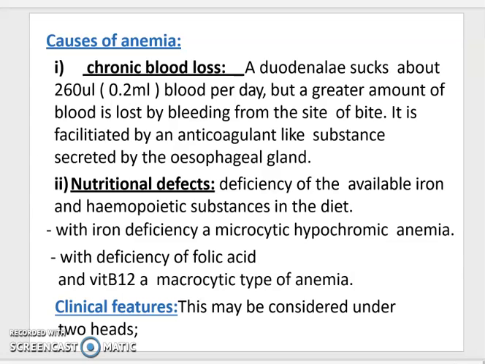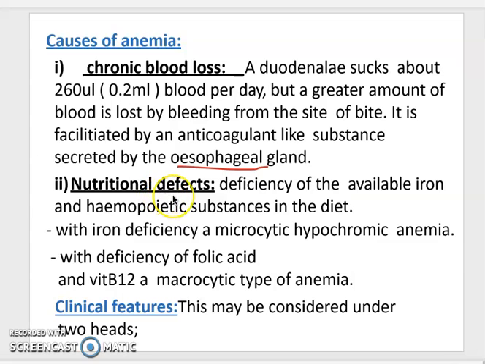A. duodenale sucks about 260 microliters of blood per day, but a greater amount of blood is lost by bleeding from the site of the bite, and it is facilitated by anticoagulant substances secreted by the esophageal gland of this hookworm. So in order to prevent the clotting of the blood, the parasite produces an anticoagulant substance from the esophagus, and as a result a great amount of blood is lost when the hookworm bites the intestinal wall.